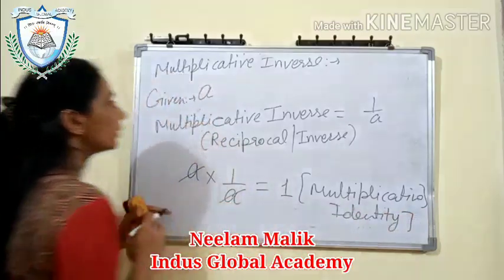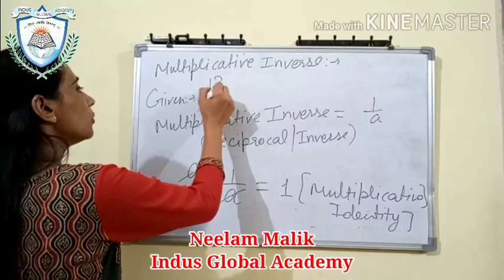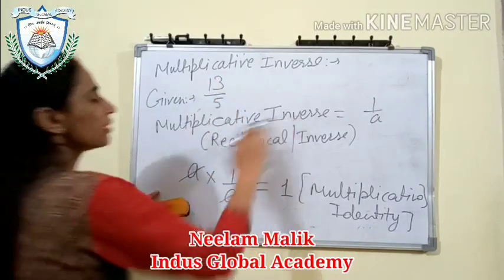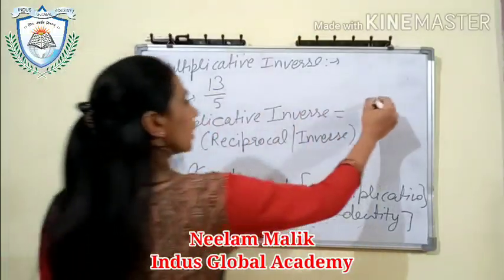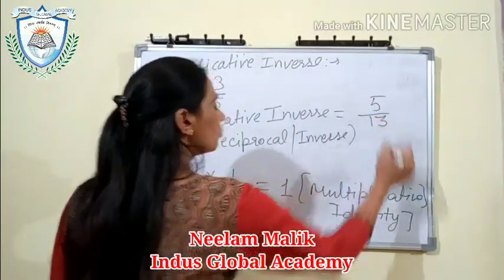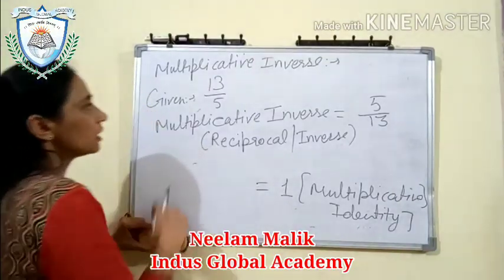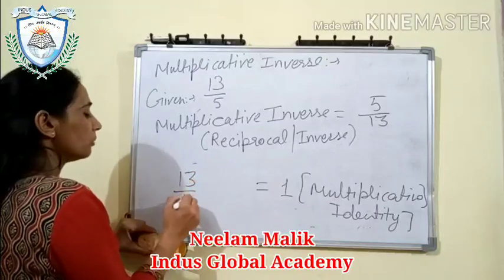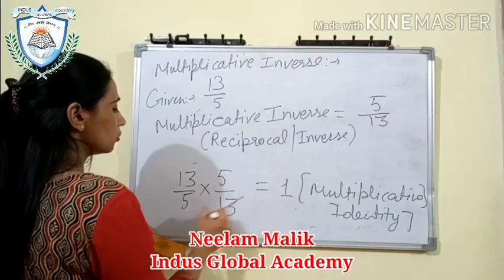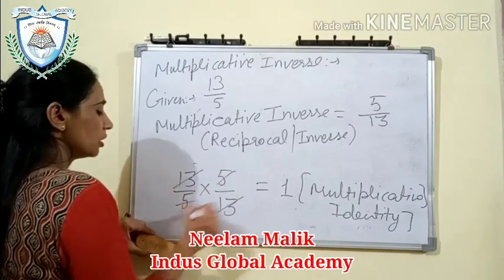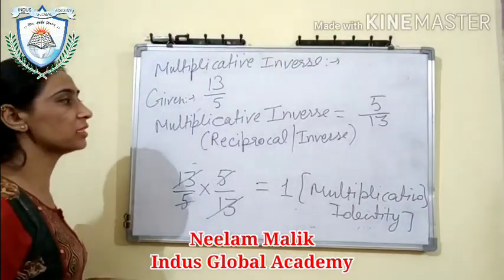Let's do one more example of the multiplicative inverse. Suppose they have given you 13 upon 5. Multiplicative inverse, what will be that? Reciprocal. Reciprocal means reverse of this, 5 upon 13. Numerator will be denominator, denominator will be numerator. Next step, what we have to do? We have to multiply these two numbers, the actual number and its multiplicative inverse. 13 cancels 13, 5 cancels 5. So you will get 1, and that is the multiplicative identity. I hope you understand this topic.